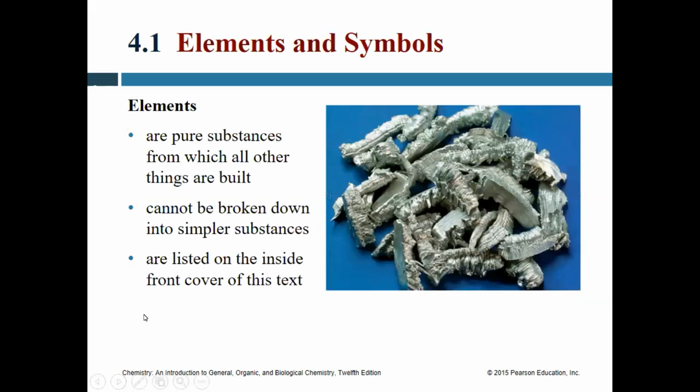If we look into section 1 here, section 1 is all about elements and symbols. And just to kind of recap what we talked about last week, an element is a pure substance where we only have one kind of atom present. So from a chemical compositional standpoint, elements cannot be broken down into simpler substances. They are the simplest pure substance that exists.